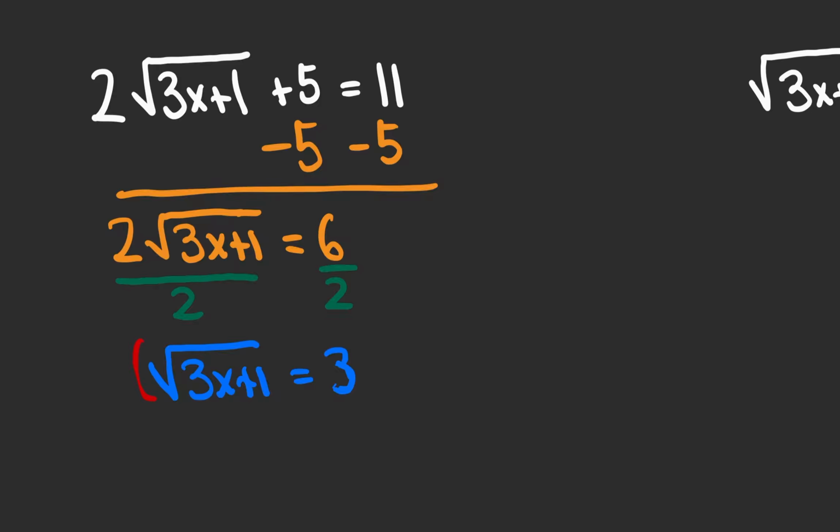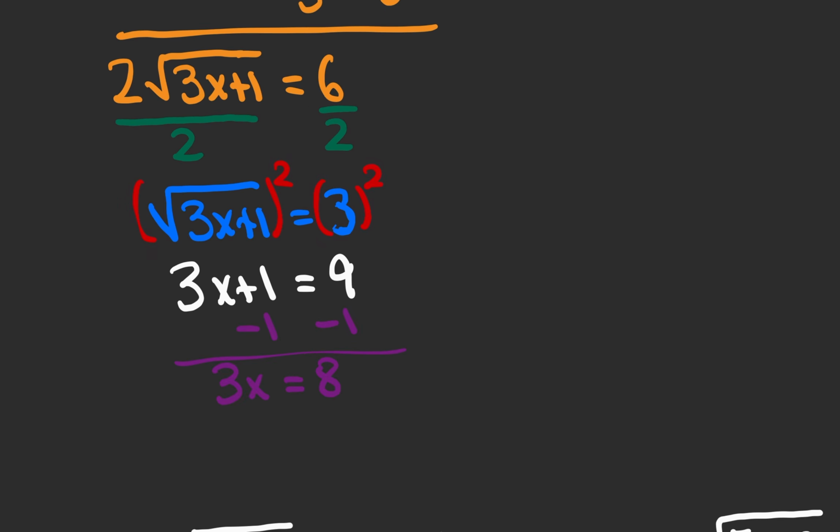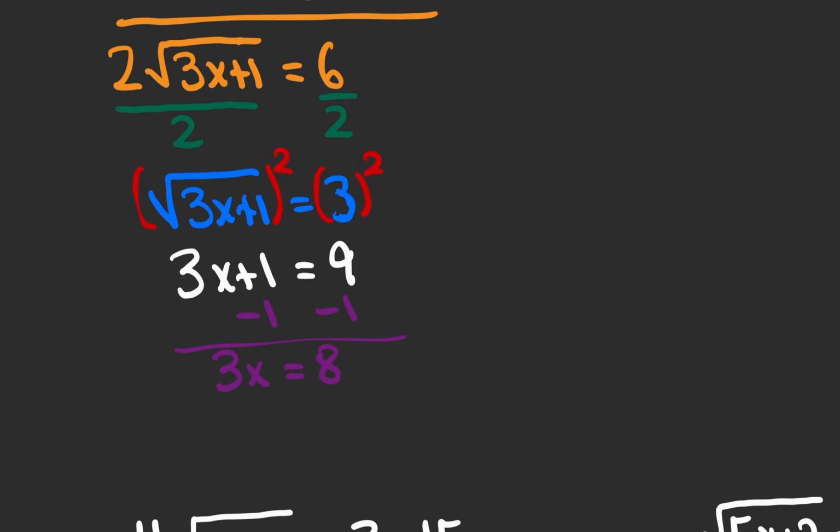Then I will square both sides. This will leave me with 3x plus 1 is equal to 9. I will then subtract 1 on both sides. This will leave me with 3x is equal to positive 8. Finally, I will then divide both sides by 3. And this will leave me with a final solution of x is equal to positive 8 over 3.